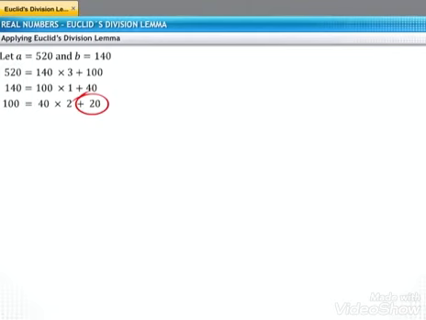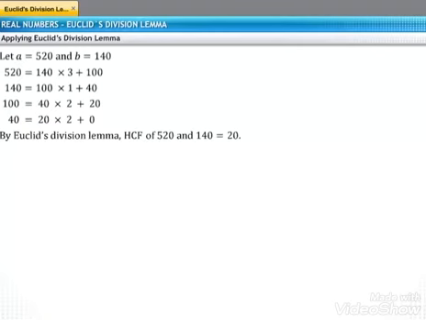So let's apply Euclid's division lemma, taking 40 as a and 20 as b. Dividing 40 by 20, we see that 20 goes into 40 2 times and leaves a remainder of 0. Note that in this equation, the value of r has become 0. The value of b in this case, that is 20, is the HCF of the numbers 520 and 140. By Euclid's division lemma, we found that the HCF of 520 and 140 is 20.